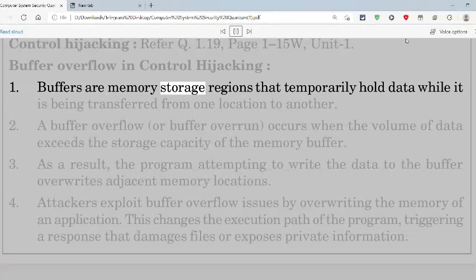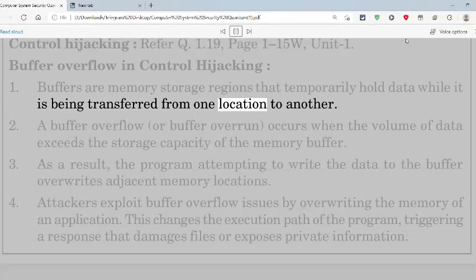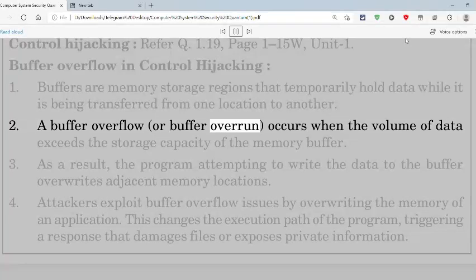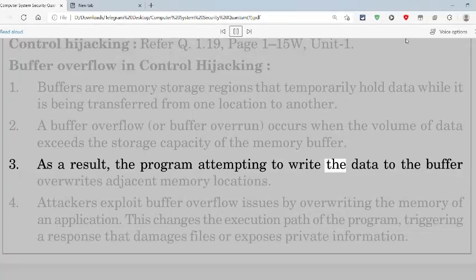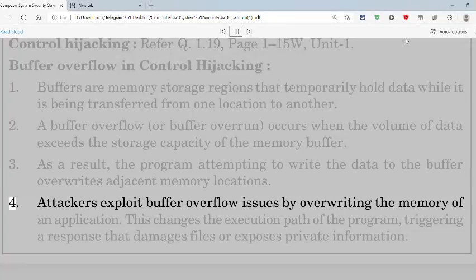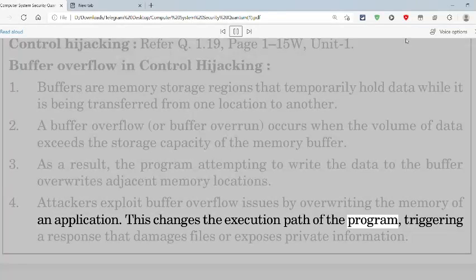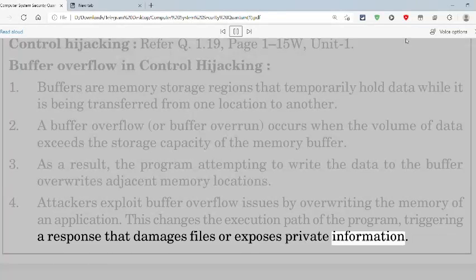1. Buffers are memory storage regions that temporarily hold data while it is being transferred from one location to another. 2. A buffer overflow, or buffer overrun, occurs when the volume of data exceeds the storage capacity of the memory buffer. 3. As a result, the program attempting to write the data to the buffer overwrites adjacent memory locations. 4. Attackers exploit buffer overflow issues by overwriting the memory of an application. This changes the execution path of the program, triggering a response that damages files or exposes private information.